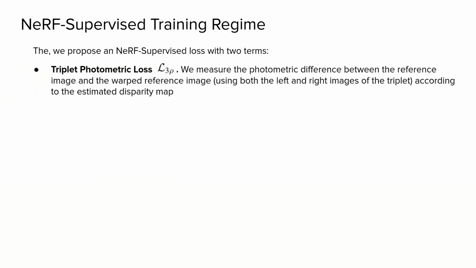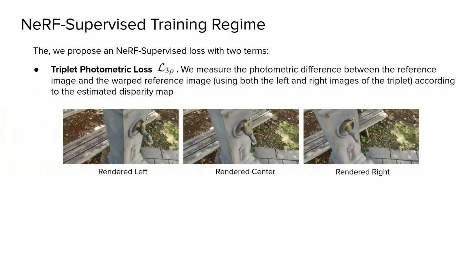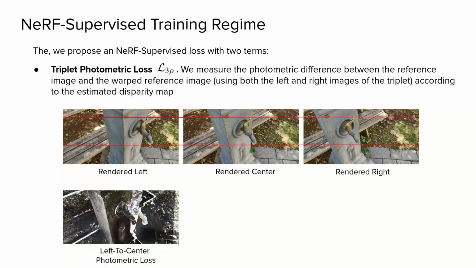The first one is the triplet photometric loss, which quantifies the photometric discrepancy between the reference image and the warped reference image. This warping is performed using both the left and the right images of the stereo triplet, considering the estimated disparity map aligned with the center image. By comparing the appearance of corresponding pixels in different views, this loss encourages the model to generate consistent and visually coherent stereo reconstructions. Nevertheless, this formulation lacks supervision in occluded regions.